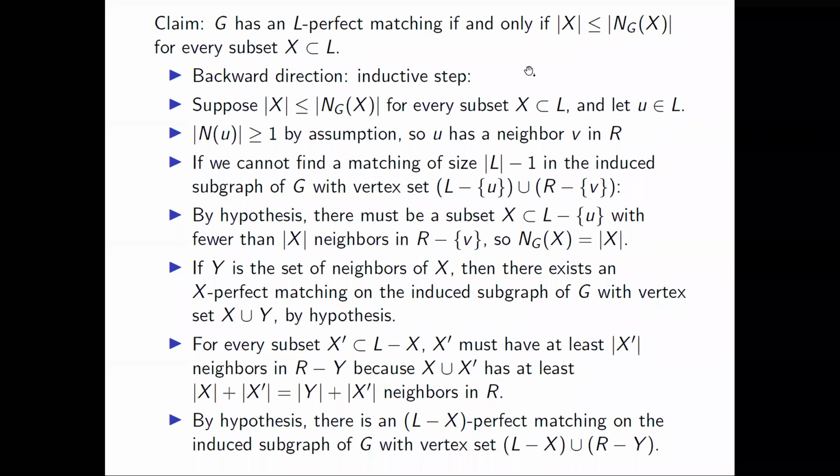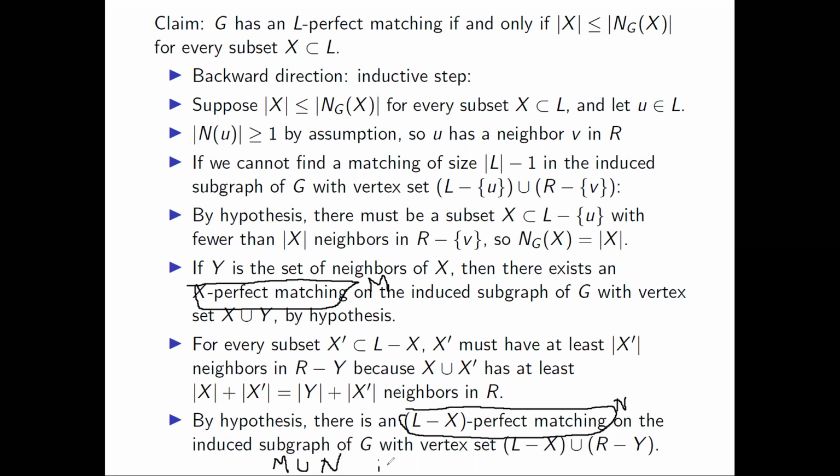So we take this L minus x perfect matching on this induced subgraph of G with vertex set L minus x union R minus y, and we take the x perfect matching on the induced subgraph of G with vertex set x union y. If we call this one M, and we call this one N, M union N is what we want.